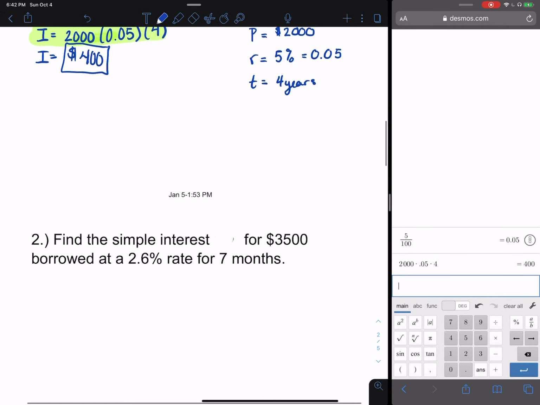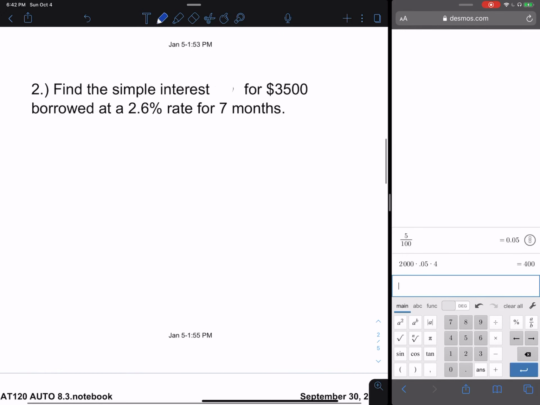Let's look at number 2. They ask us to find the simple interest for $3,500 borrowed at a 2.6% rate for 7 months. So they're talking about simple interest again, and I only know one simple interest formula, I equals P R T. So I'm going to start out the same way I started before. Now, if I read through the problem, they're telling me to find the simple interest. So I don't know the interest again.